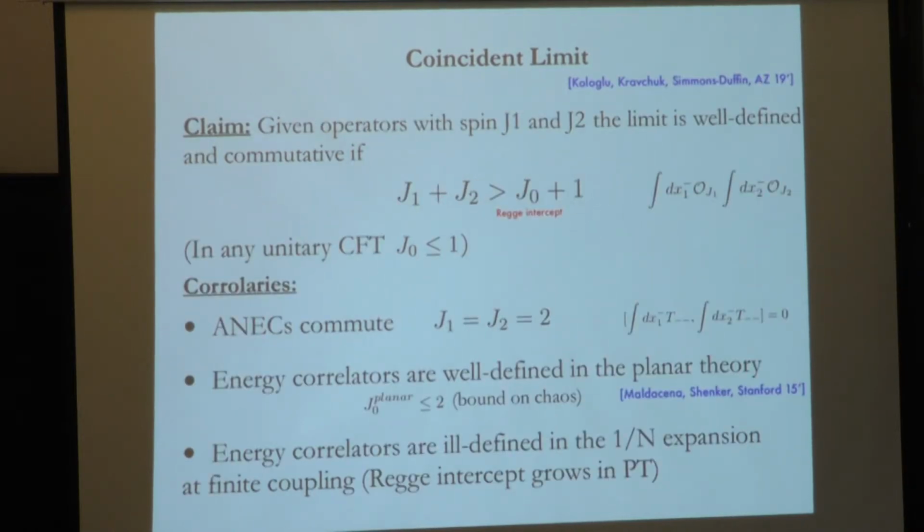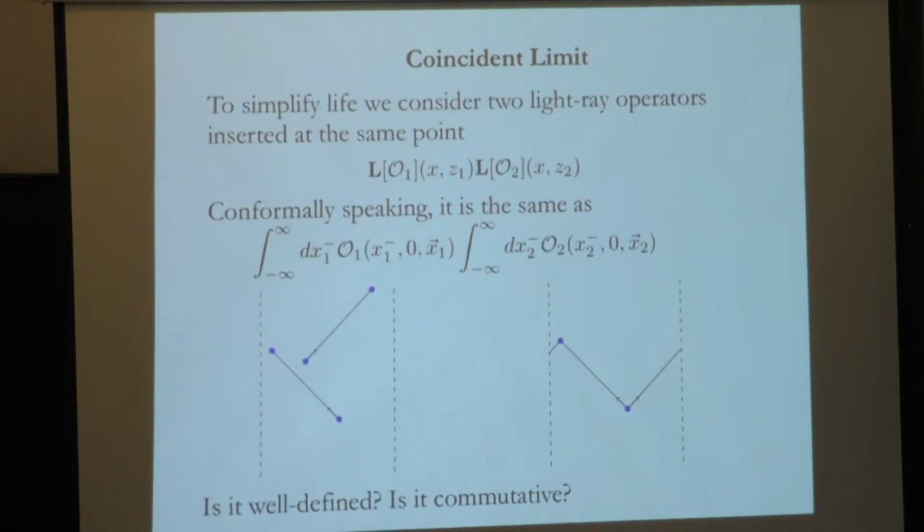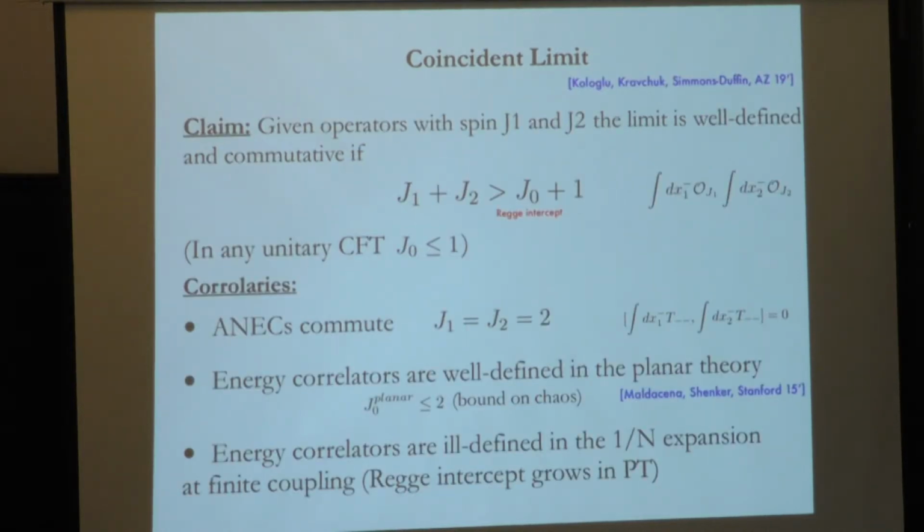And so here's the result. I will not take you through the derivation, but the claim is that if you start with local operators of spin J1 and J2, and you try to take this coincident limit, it's well-defined and commutative if J1 plus J2 is larger than J0 plus 1, where J0 is a Regge intercept. Regge intercept in CFT is defined, again, as a high energy limit of the correlator, and you can prove a theorem that in any CFT, this J0 is less than or equal to 1. That follows from the basic axioms.